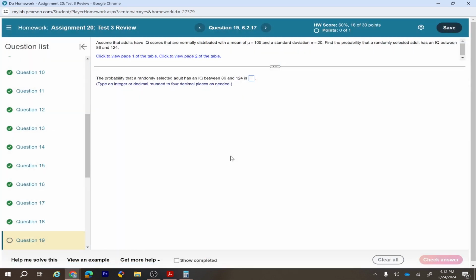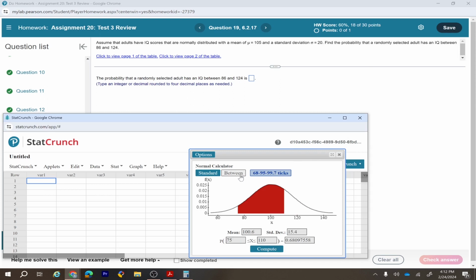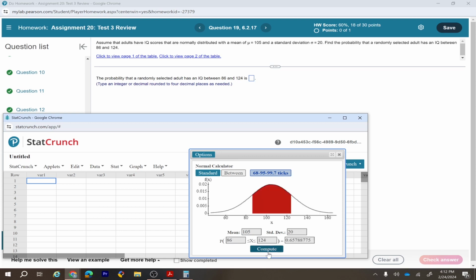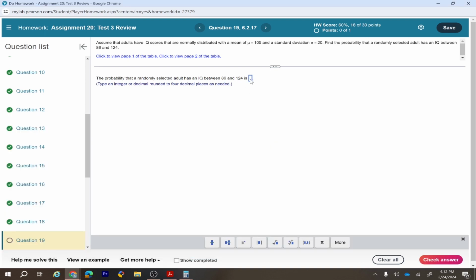Assume that adults have IQ scores that are normally distributed with mean 105 and standard deviation 20. Find the probability that a randomly selected adult has an IQ between. So for this we need to choose the between option in the calculator, and replace the values with 105 and 20 here. So we need to find the probability between 86 and 124 IQ, which is more than 65%. So it's 0.6579.